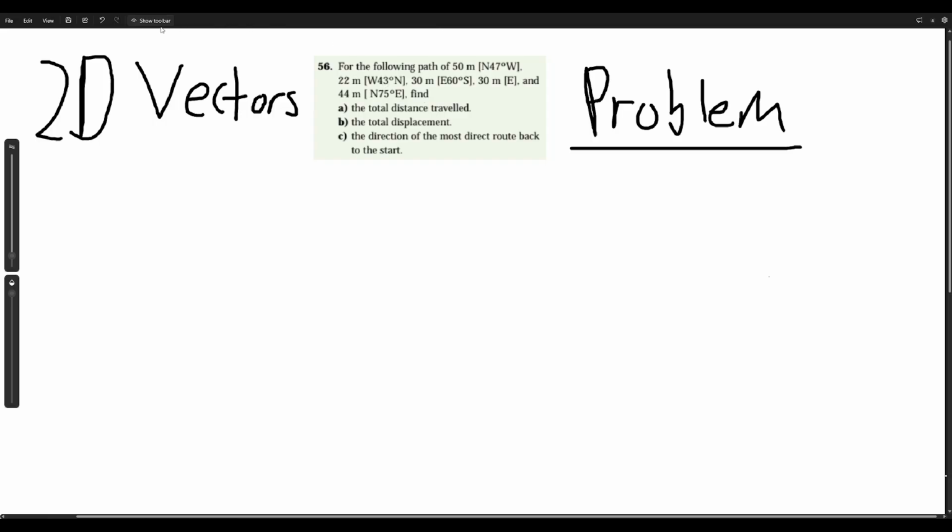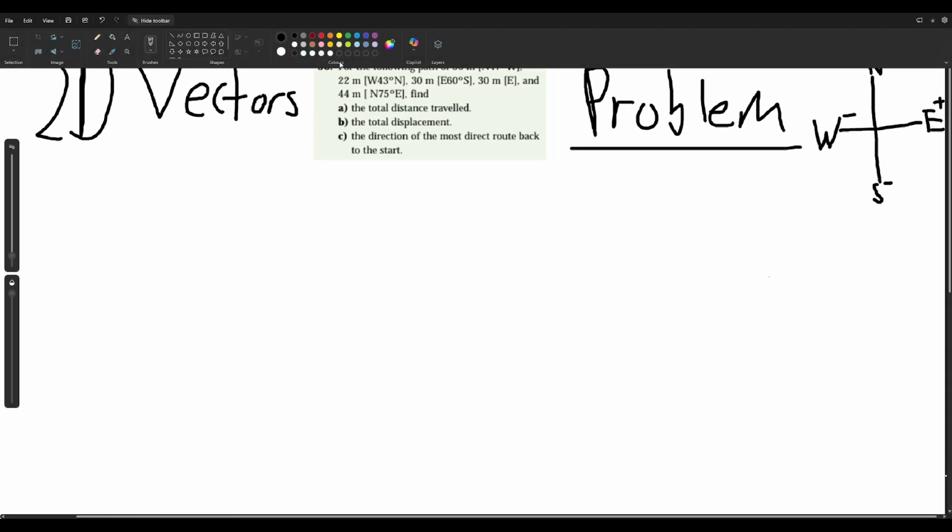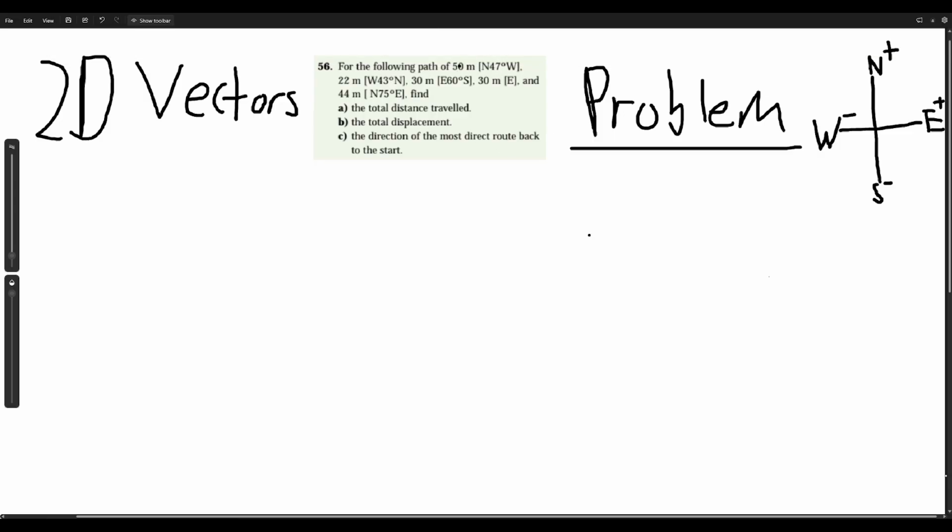So first thing I'm gonna do is put a compass so I know my directions and what signs I'm gonna associate with them. So north will be positive, south will be negative, east will be positive, and west will be negative. Now I can start drawing my diagram, and this is going to be a pretty complex diagram because we are given 5 displacements.